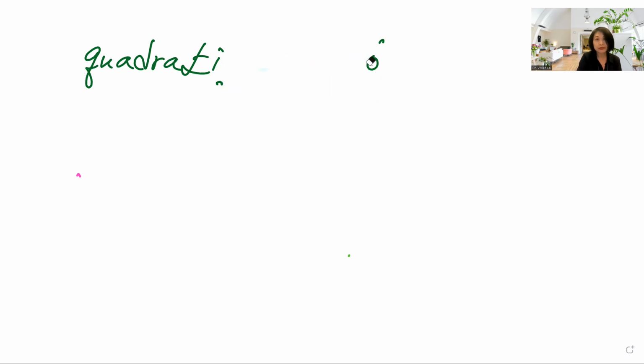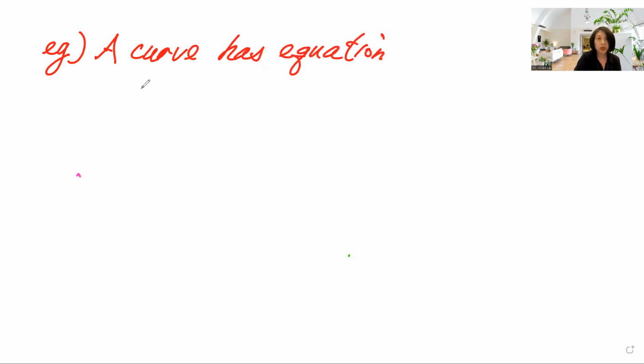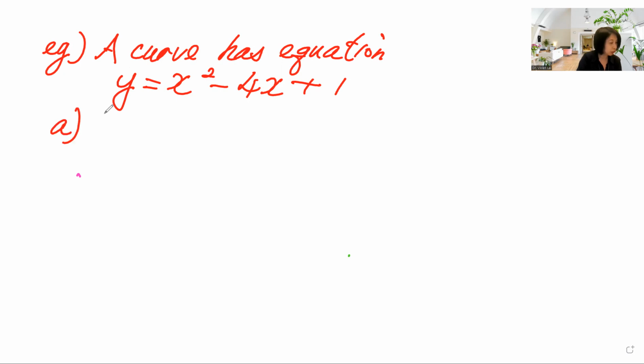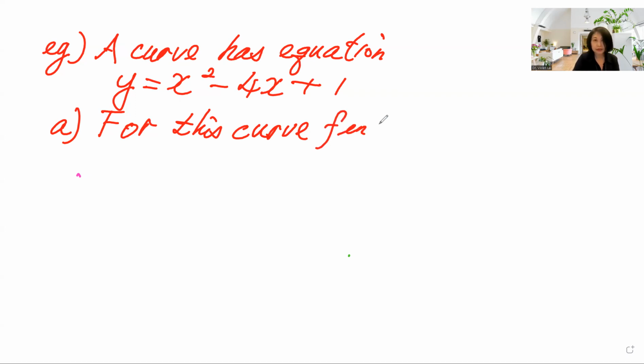So now, an IGCSE question. Higher tier, only higher tier has calculus. Example, a curve has the equation y equals x squared minus 4x plus 1. And part A asks you, for this curve, find dy/dx.